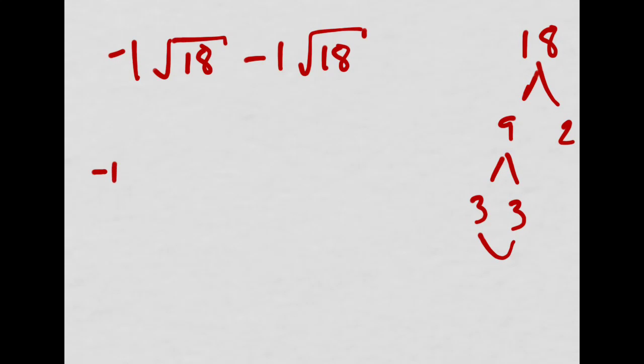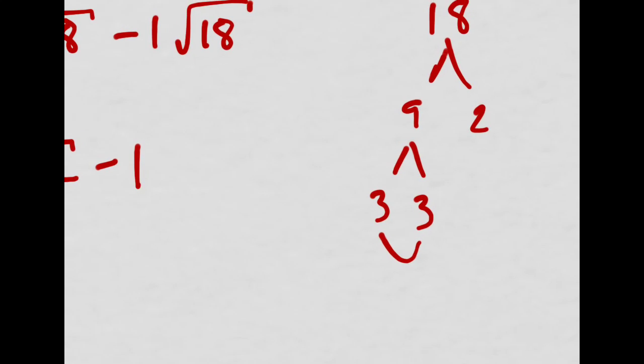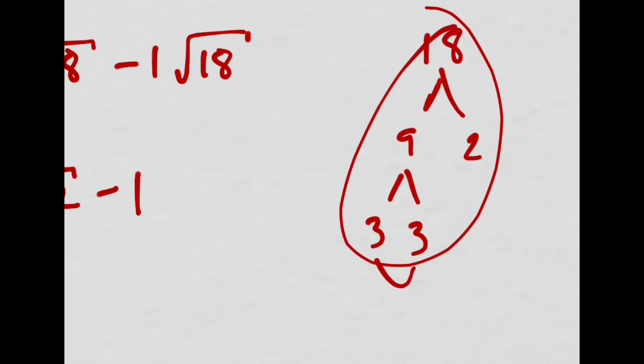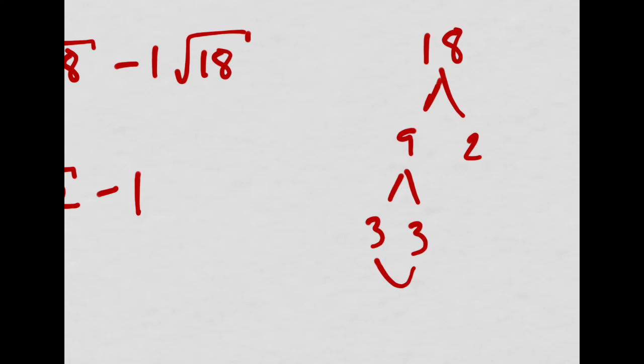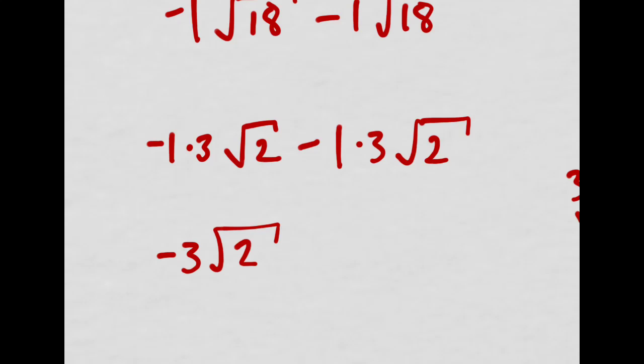So here we have -1. The 3 was a pair, so that comes out times 3. And then the inside is just 2 now, right? And then -1, and we do the same thing, right? Because we break down the 18, we have all of this all over again. And we have just one single 3 coming out, and then the 2 is left over on the inside. I'll multiply the outsides, so I just get -3 square root of 2 minus 3 square root of 2.